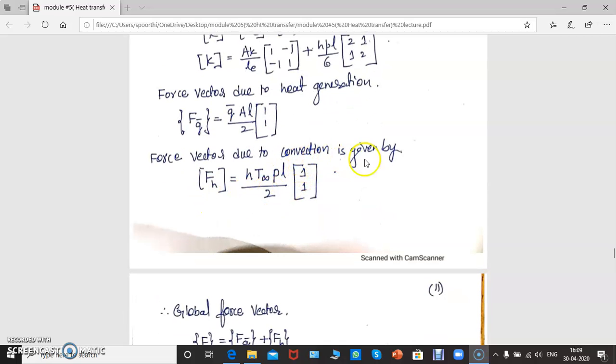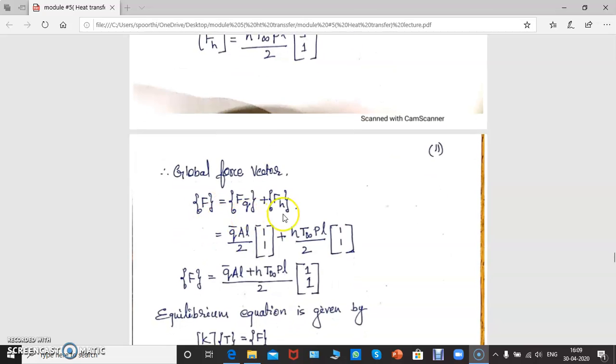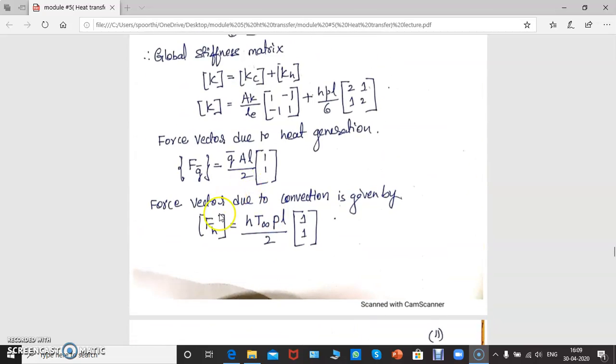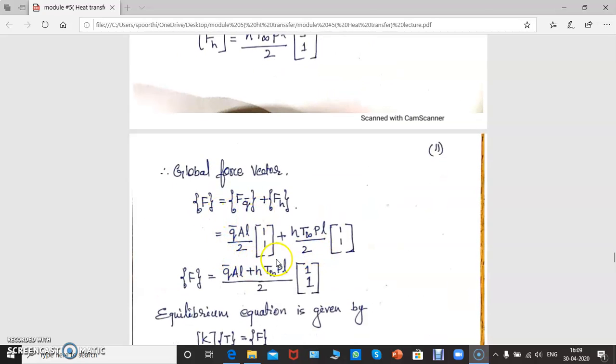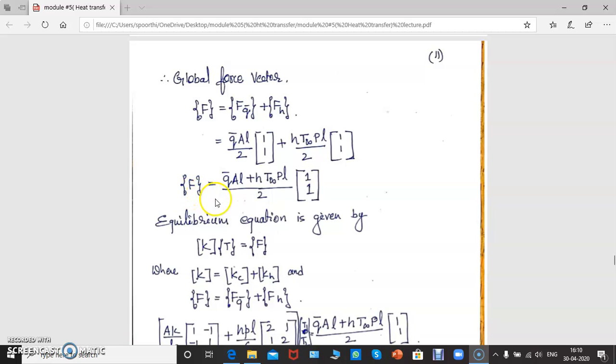Force vector due to convection. Now again this is an equation which can be derived. Okay, h T infinity P L by 2, 1 1. So for the global force vector, you can add them together. Okay, that is F_Q bar and F_h, both can be added together. Finally you get the global force vector or the load vector.